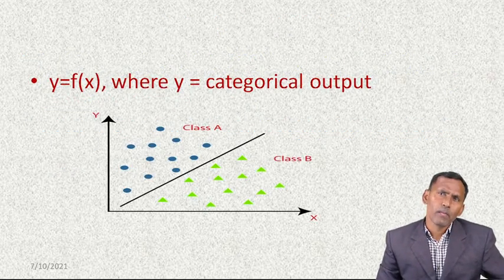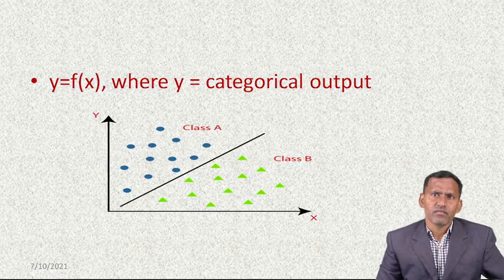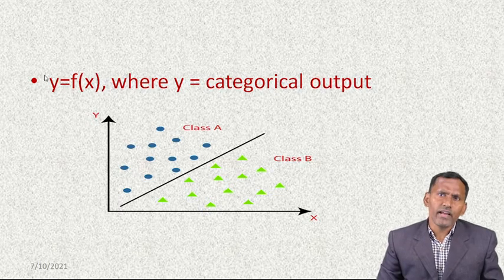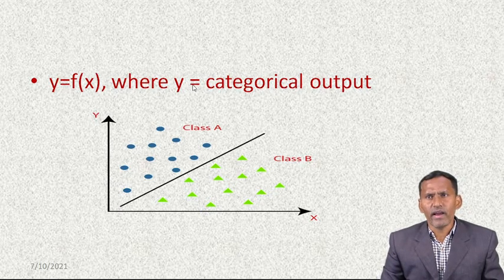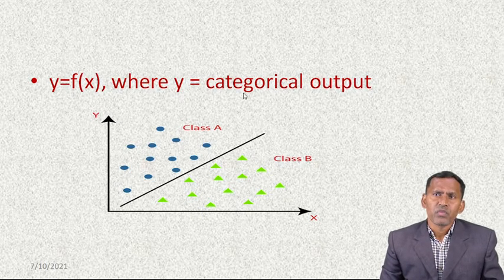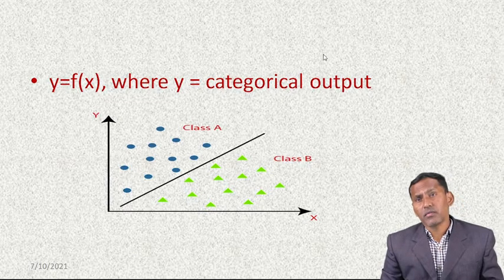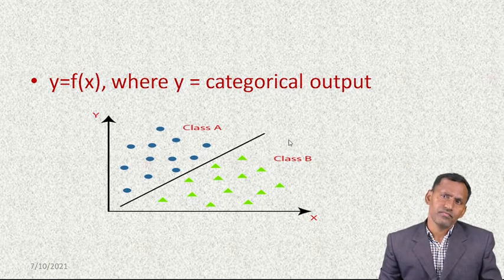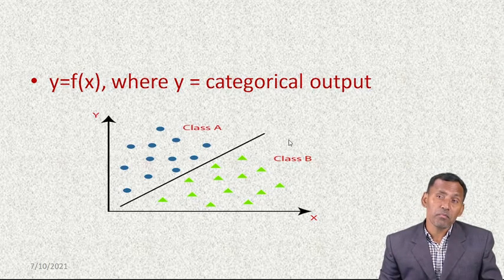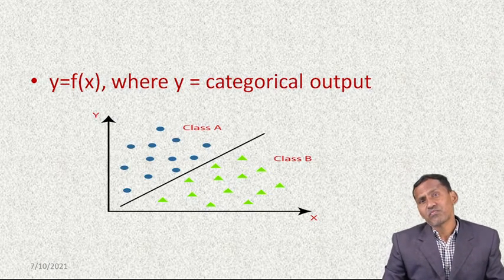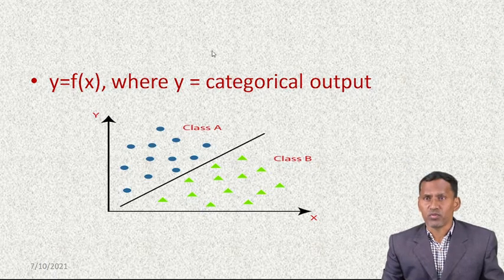Now here, y is equal to f(x), where y is the categorical output. This categorical output may belong to either class A or class B in binary classification, whereas in multi-class classification, there may be n number of outputs.